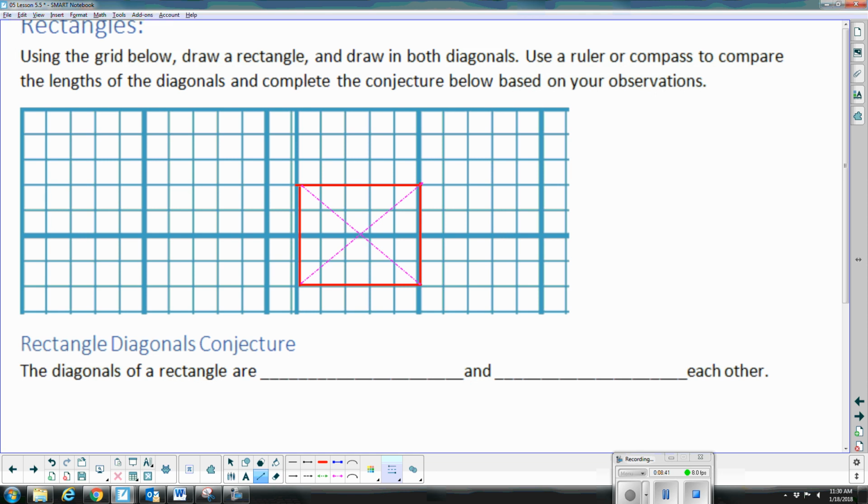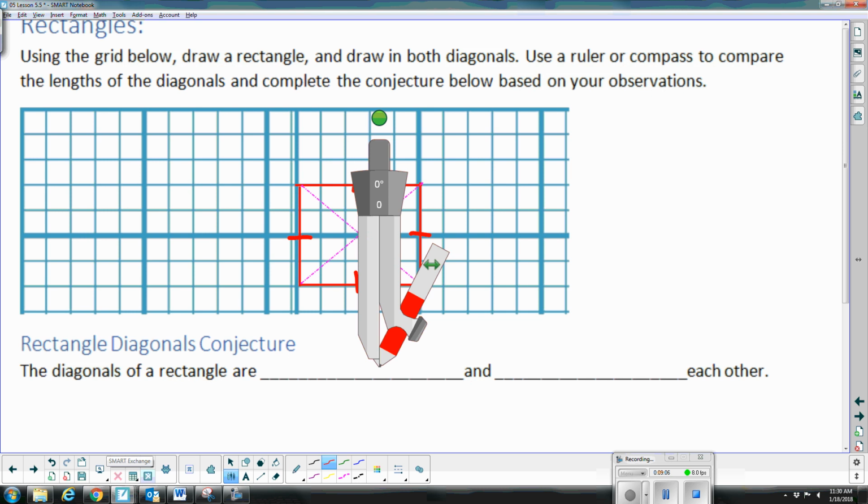So if you look at the properties of a rectangle, we know that those two sides are congruent and these two sides are congruent. So now let's use our ruler, or you can use your compass, to compare the lengths of the diagonals. We used our ruler last time, so let's use our compass this time.